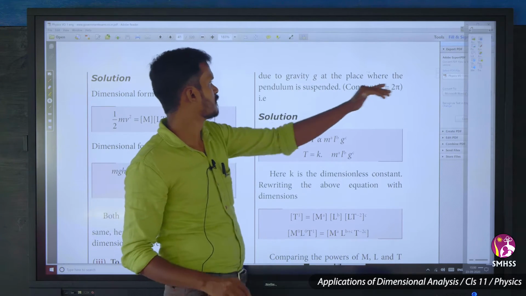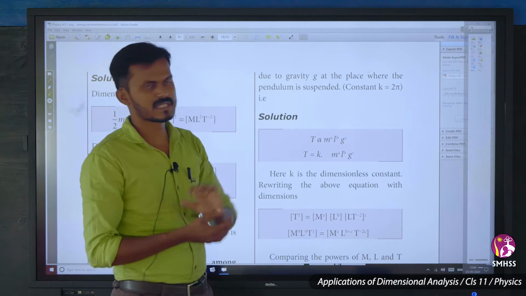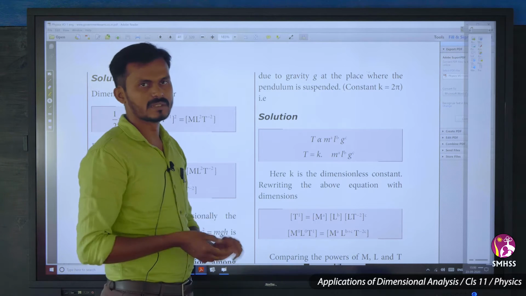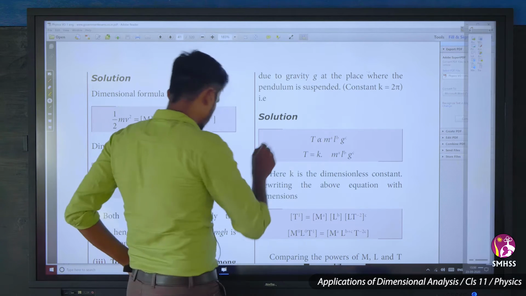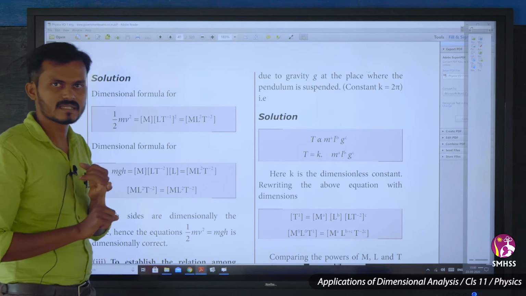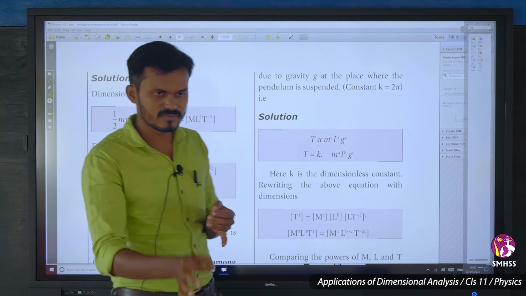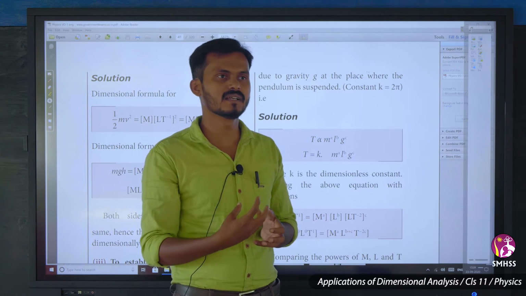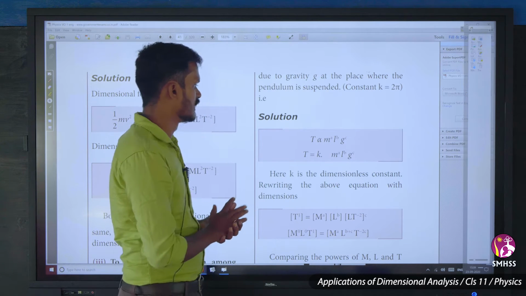Acceleration due to gravity at the place where the pendulum is suspended. So, constant k we can take it as 2 pi. So, T depends upon mass, length of the pendulum, that is the bob, where it is from the point where it is suspended, and then the acceleration due to gravity.